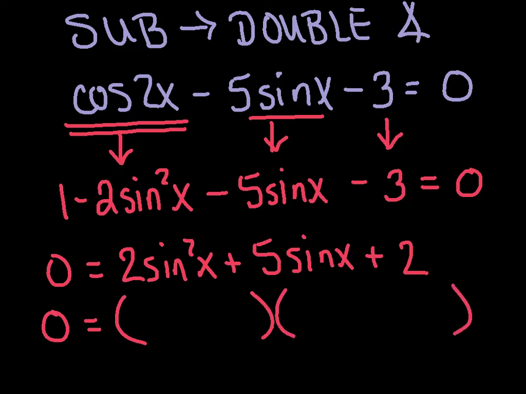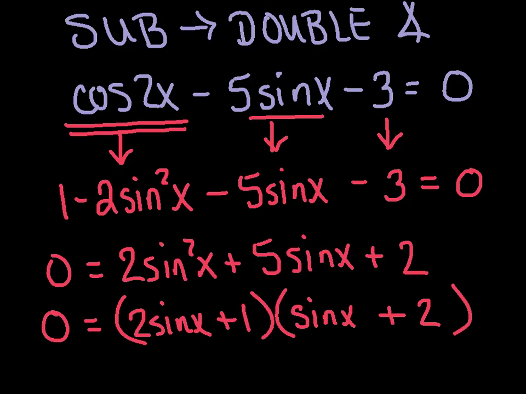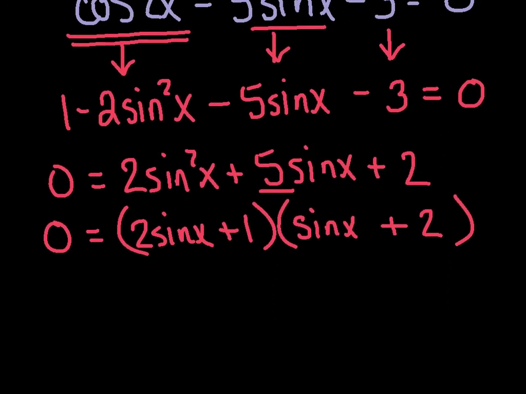Now I'm just going to keep my fingers crossed, hold my breath, and hope it factors. I'm going to do 2 sine of x times 1 sine of x. And then the multiples of 2, I've got to play with them. It could be plus 2 plus 1 or vice versa. I ended up putting the plus 2 here so that my outer was 4 sine of x. And then I had a plus 1 here, so my inner was 1 sine of x. Add the outer and the inner together, and it does give me the 5. So the good news is it factored beautifully.